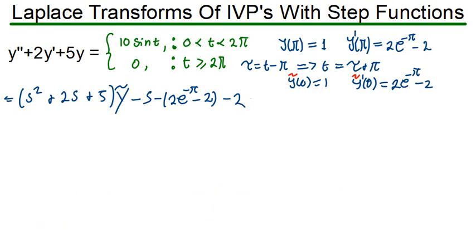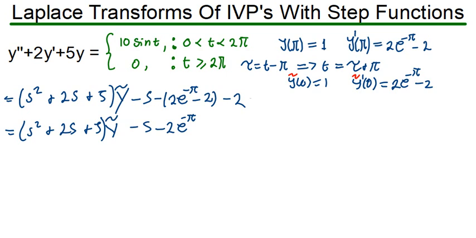So let me try to expand this. For this part, that's going to be minus s minus 2 e to the minus pi plus 2 minus 2. You have a 0 there, the 2 cancels out. So it simply means I have my s squared plus 2s plus 5, then y tilde there like that.